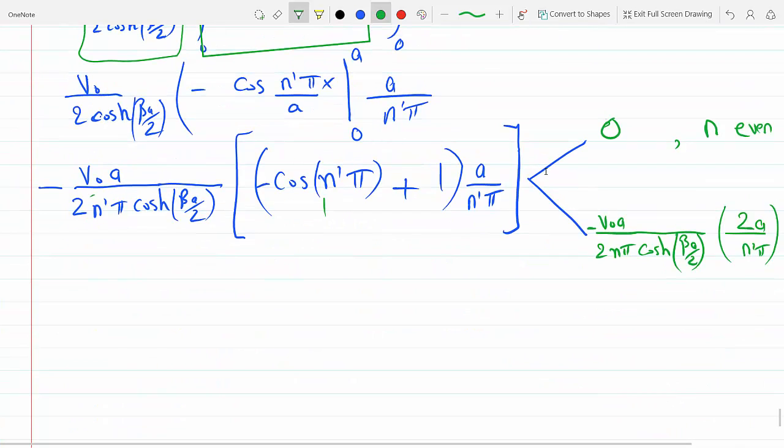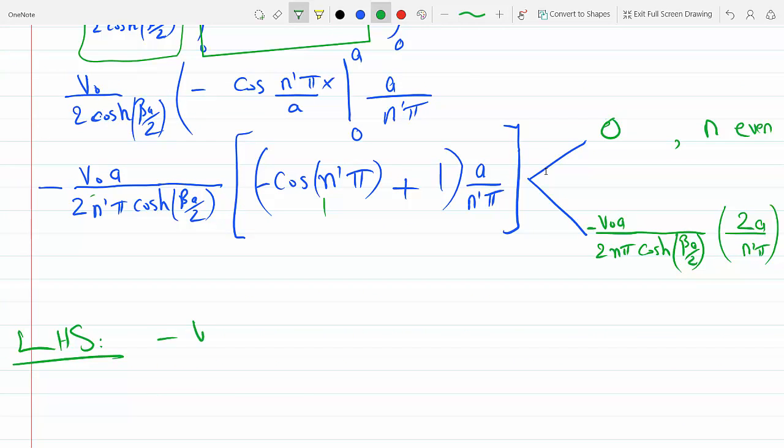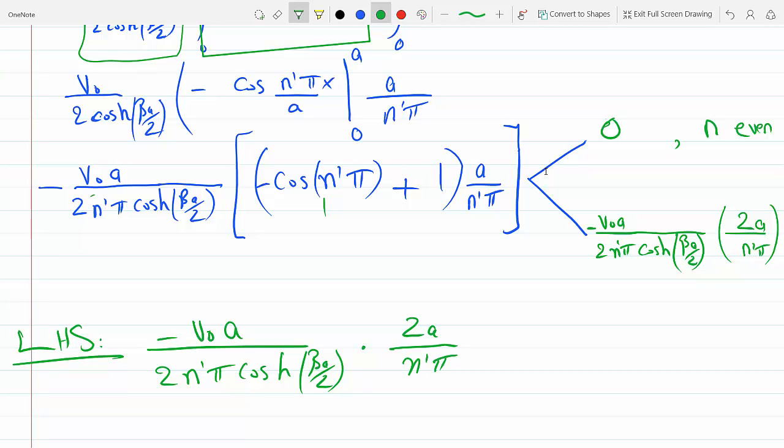So now the left-hand side will become, for this integral, minus v0 a over 2 n prime pi cosine hyperbolic beta a over 2, times 2a over n prime pi, and from the other one we will get 2a over m prime pi. You agree?